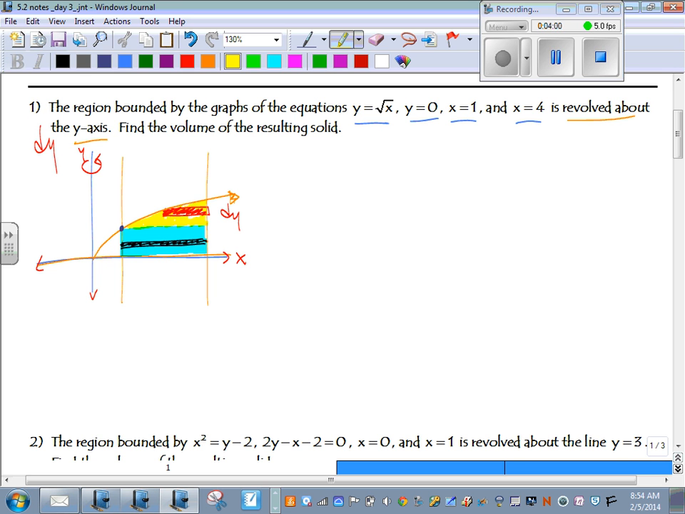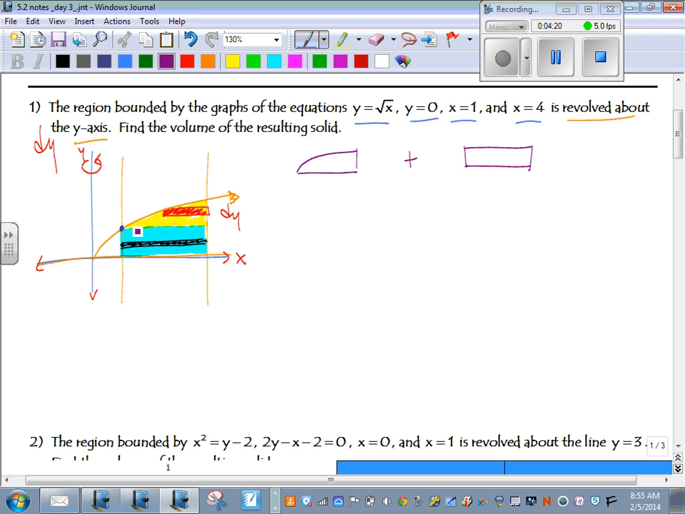So basically we're going to find what volume this shape makes when it rotates around the y-axis, and what volume this shape makes when it rotates around the y-axis, and add those up. So I'm going to kind of represent that up here. So we're going to take this shape, rotate it around, plus what we get when we take the rectangle and rotate it around.